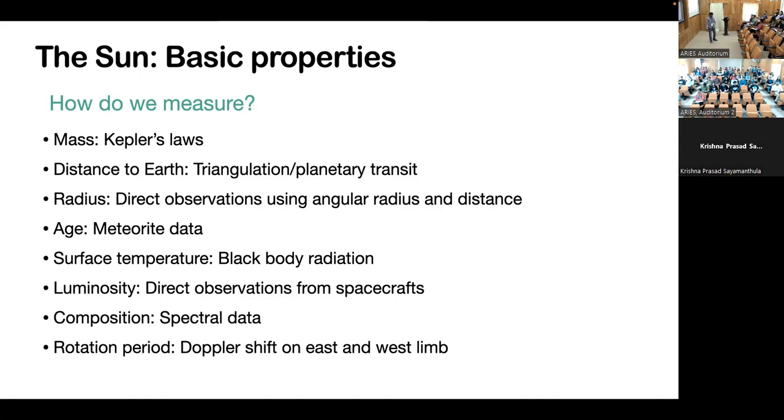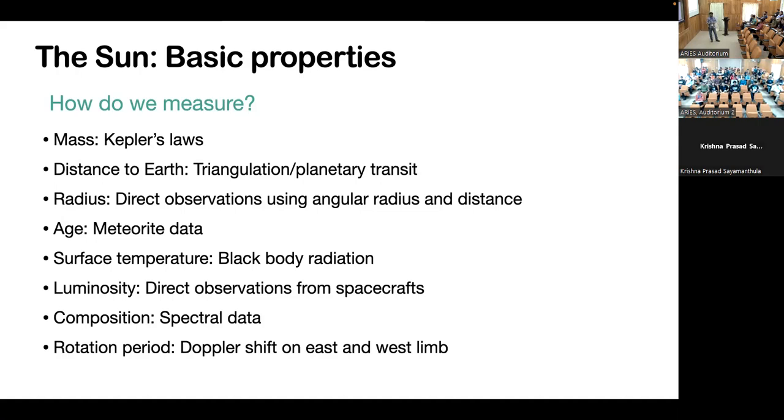You also have the age of the sun. This is a difficult parameter to measure. This is one of the difficult parameters in terms of age, metallicity, or some of the parameters in terms of modeling stars. So the age usually is measured from the oldest meteorite data, whatever you can get, and from the aging of meteorites, which is about, as you have seen, 4.6 billion years previously.